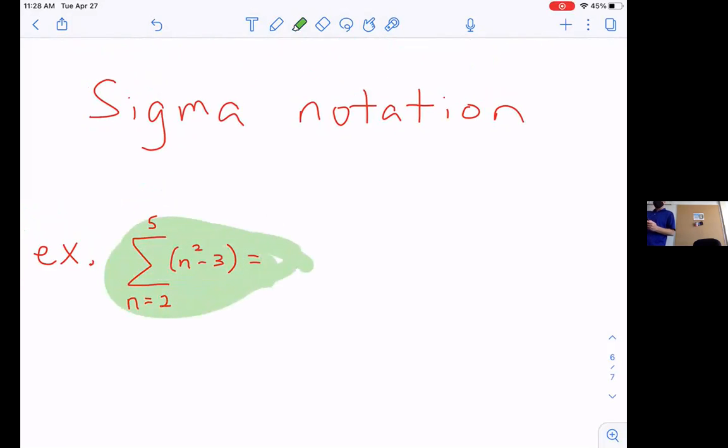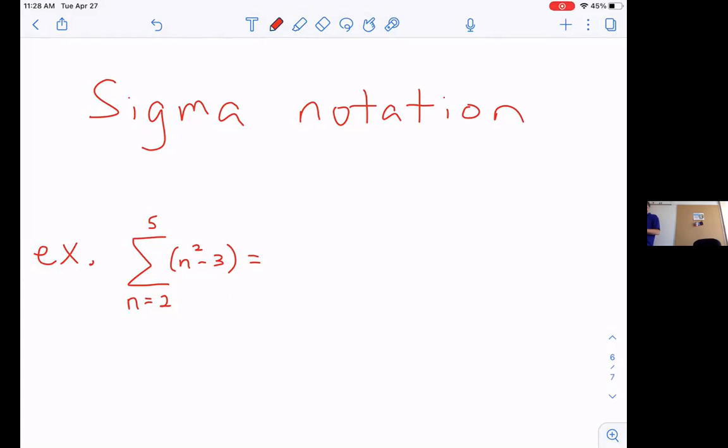Here's what it means. Sigma just means we're going to add a bunch of things together. Okay, so it means summation, it means we're going to add things together. This number is the first number we're going to plug in for n. And then we're going to plug in every integer until we plug in that number. So for example, we're going to start at 2, we're going to plug in 2, then 3, then 4, then 5, and stop there. And then we're going to add all those things up. Okay, so that's what this means.